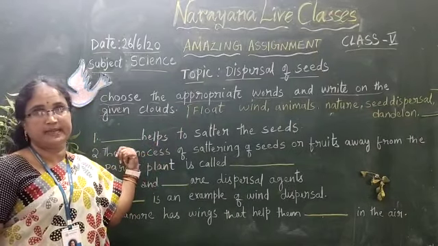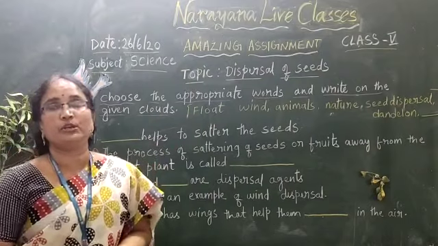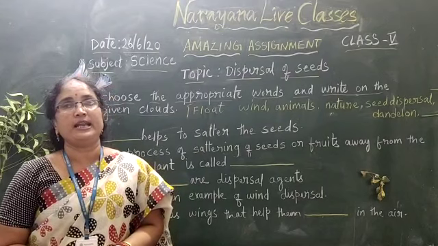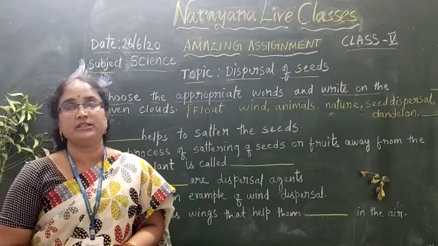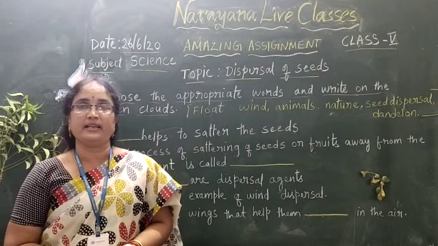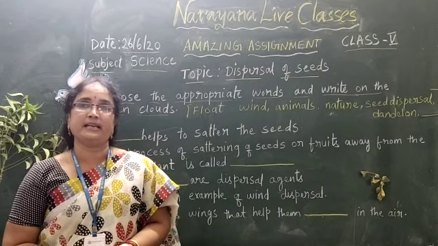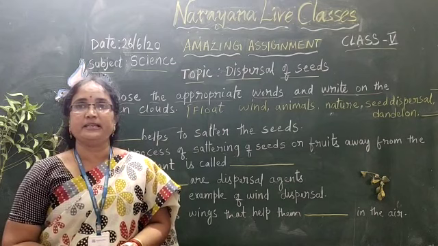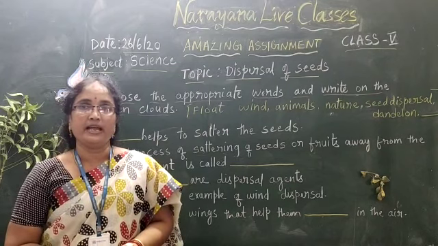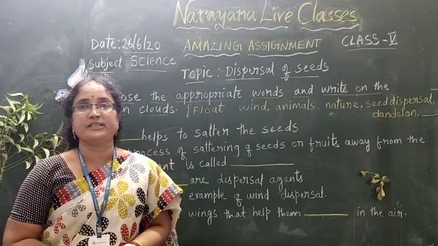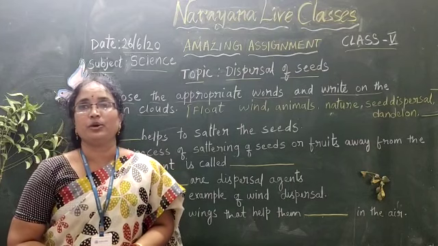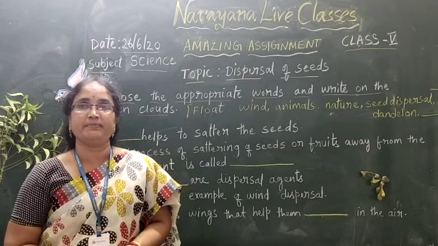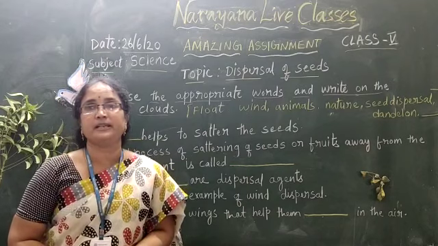Okay, first I want to explain dispersal of seeds. Plants cannot move from one place to another. So, if all seeds fall and germinate near the parent plant, they would not get enough sunlight, air, water, minerals and space to grow. Because of this, many seeds would not survive. Hence, nature helps to scatter these seeds. The process of scattering of seeds or fruits away from the parent plant is called seed dispersal.